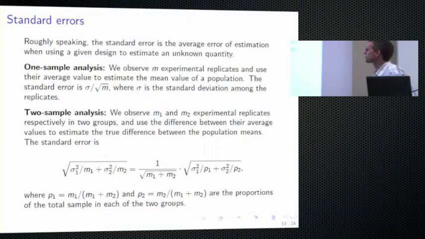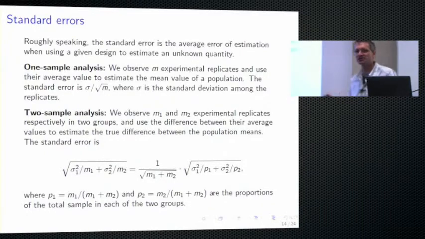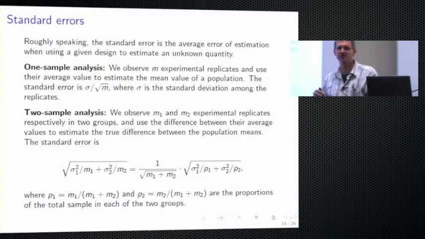I won't really belabor the mathematics of this so much. We do have this concept of a standard error, which I'm sure you're all familiar with, but it is always useful, I think, to review what it means. Roughly speaking, the standard error is the average error you make when estimating something with your data. So it depends on the design of the study, and it depends on the nature of the thing you're estimating.